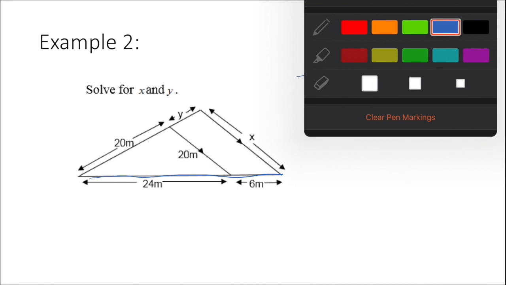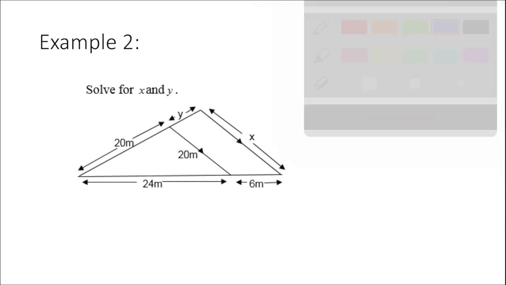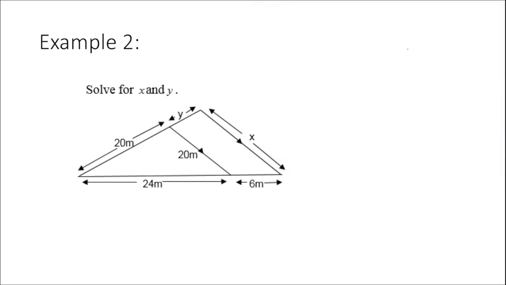Now, if these two angles are the same, that means these angles must be the same. Why? Because I have two that are the same, and no matter what, the angles on both triangles should equal 180. So therefore, these angles are the same. And that's what makes them similar. And that pretty much shows that they are similar.